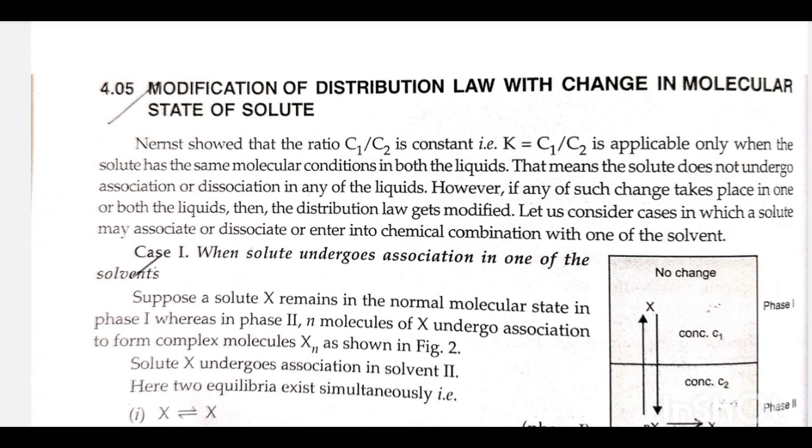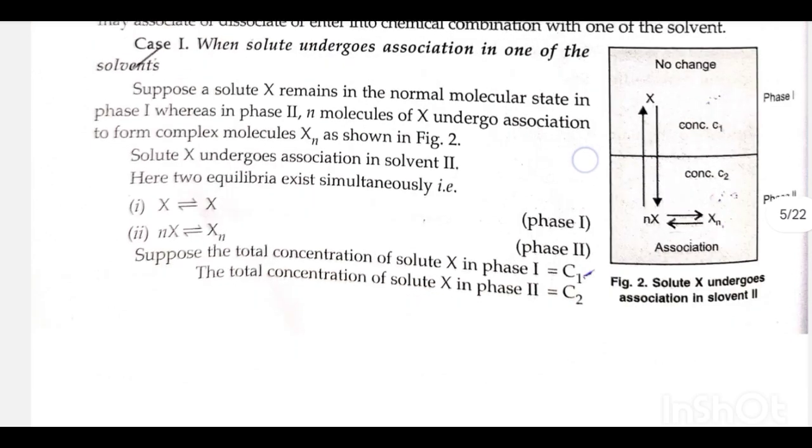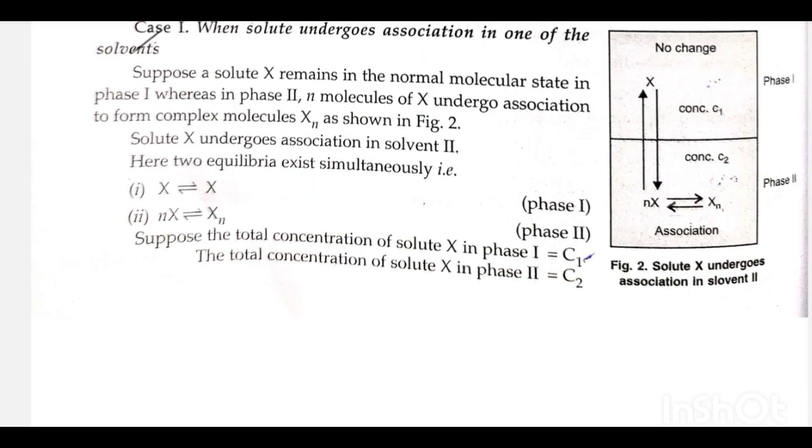Let us consider cases in which a solute may associate or dissociate or enter into chemical combination with one of the solvents. Case 1. When the solute undergoes association in one of the solvents. Suppose a solute X remains in the normal molecular state in phase 1, whereas in phase 2, n molecules of X undergo association to form complex molecules Xn, as shown. Solute X undergoes association in solvent 2. Here two equilibria exist simultaneously, that is number 1, X equilibrium X, number 2, nX to Xn.